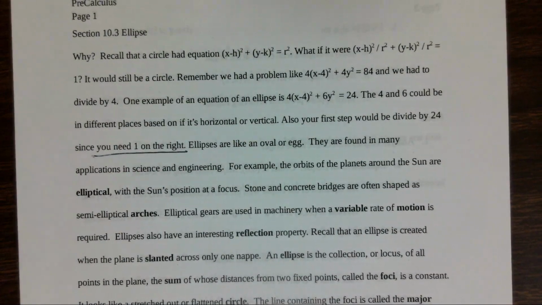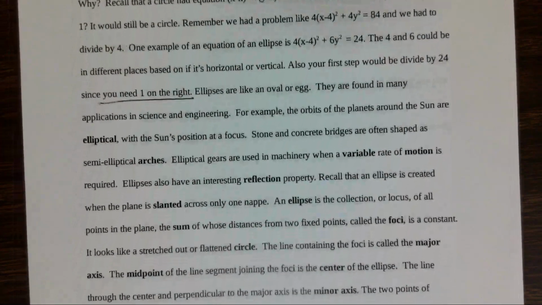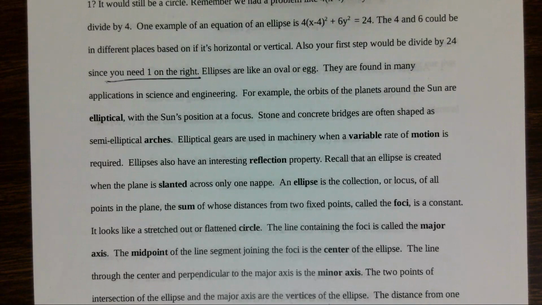Ellipses are like an oval or an egg. They're found in many applications in science and engineering. For example, orbits of the planets around the sun are elliptical, with the sun's position at the focus. Stone and concrete bridges are often shaped as semi-elliptical arches. Elliptical gears are used in machinery when a variable rate of motion is required. Ellipses also have an interesting reflection property.